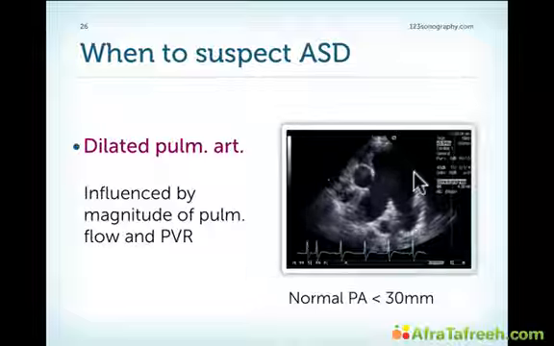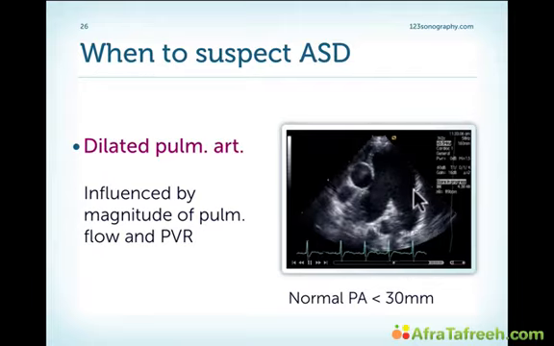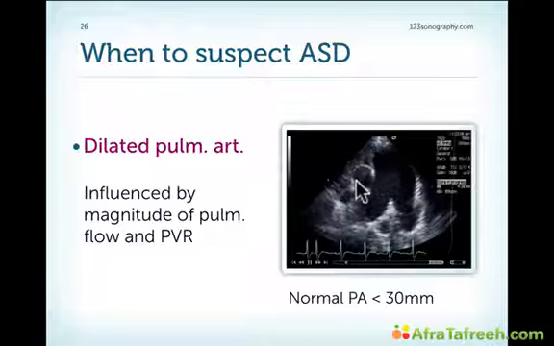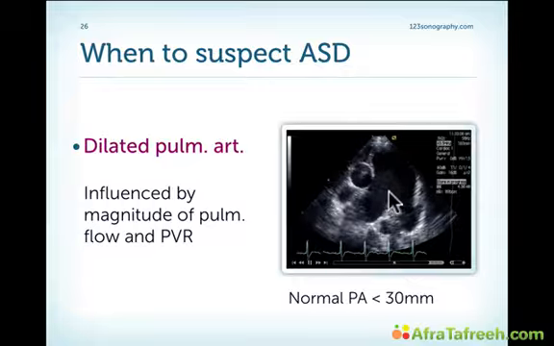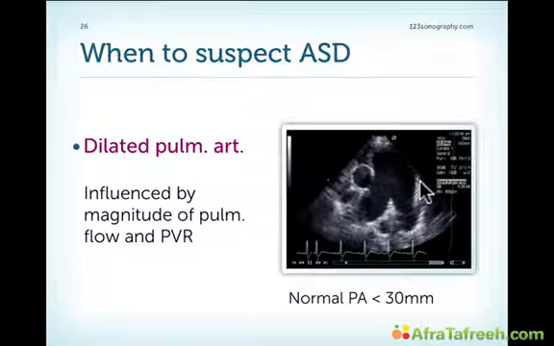Another sign frequently seen in patients with significant shunt is more or less a dilation of the pulmonary artery. This is in a short axis view, the aorta, and a severely enlarged pulmonary artery and pulmonary artery branches.